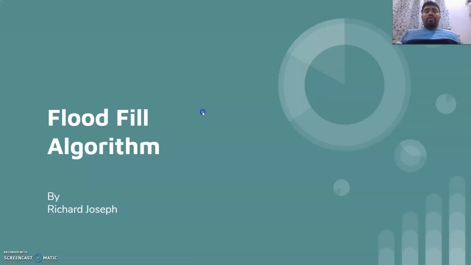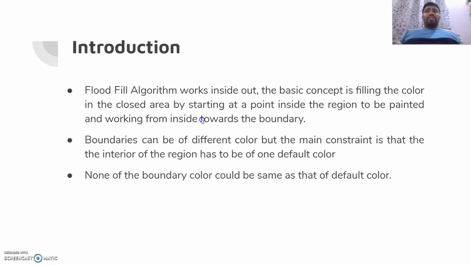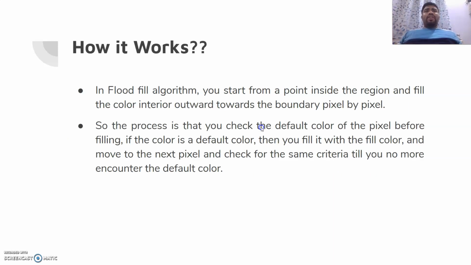So let's get started and understand this at a deeper level with the help of the algorithm. Now, how does flood fill algorithm work? Flood fill algorithm works inside out. The basic concept is filling the color inside the closed region by starting at a point inside the region to be painted and working from inside towards the boundary. Boundaries can be of different colors, but the main constraint is that the interior of the region has to be of one default color. None of the boundary colors could be the same as the default color. So how it actually works is that we are going from inside out and we are going from pixel to pixel.